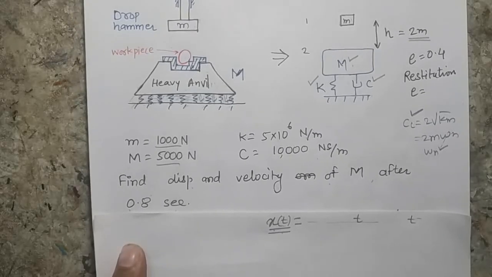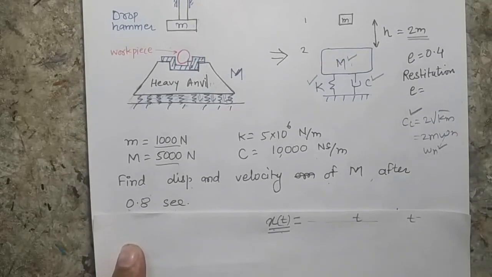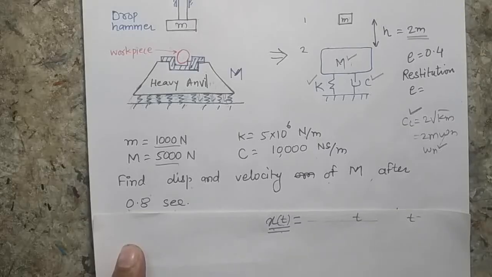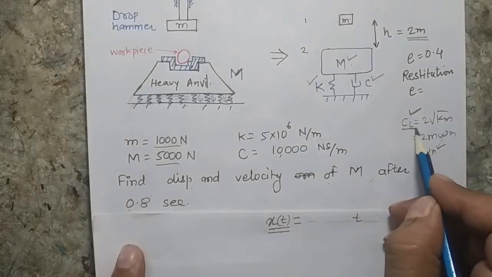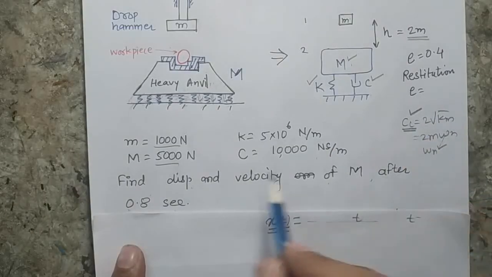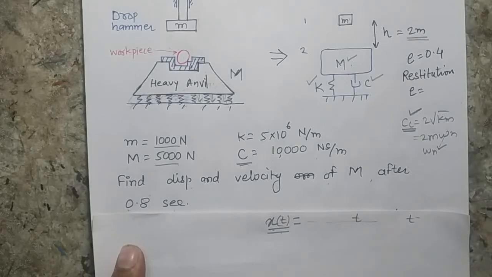Now my first question is whether the system is critically damped, underdamped, or overdamped. How can I get it? I will calculate the Cc value and compare it with the C value, so that I will come to know whether there will be real oscillations, or the system will just be displaced, go back and become stationary.